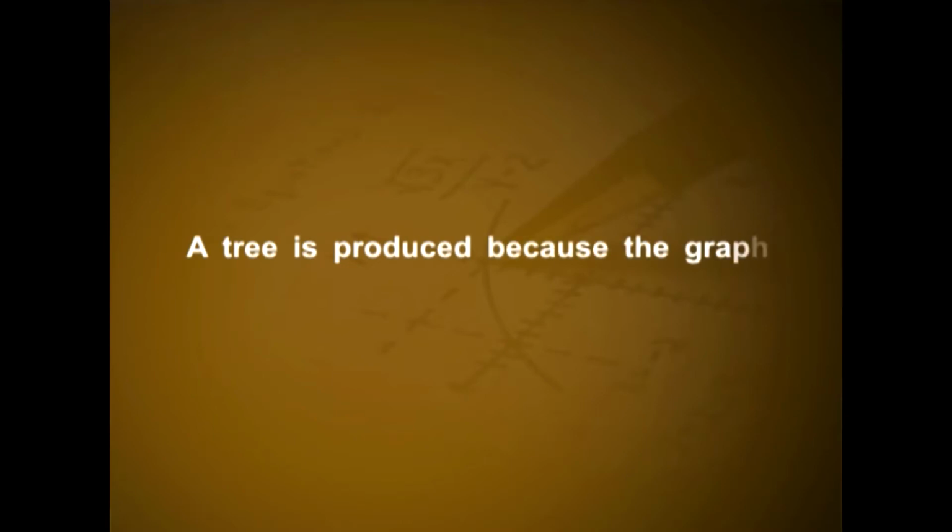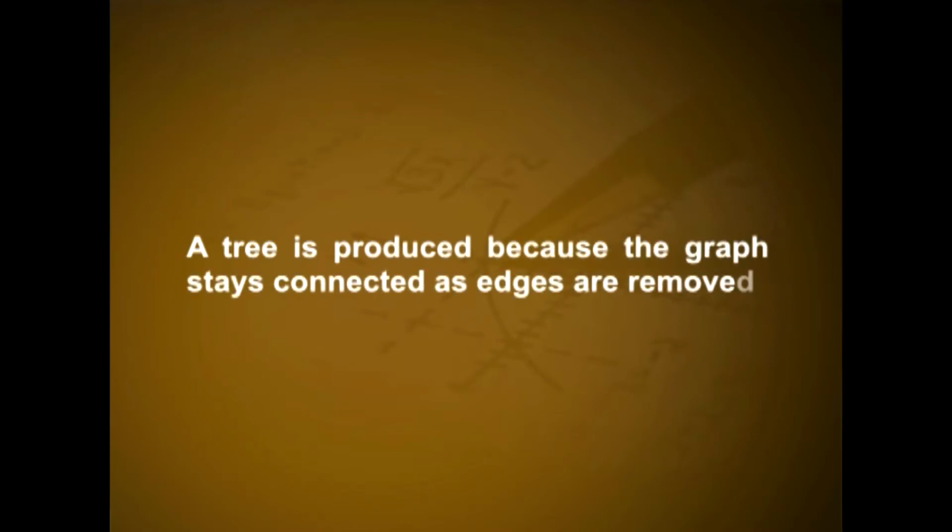If this subgraph is not a tree, it has a simple circuit. So, as before, remove an edge that is in a simple circuit. Repeat this process until no simple circuits remain. This is possible because there are only a finite number of edges in the graph. The process terminates when no simple circuit remains. A tree is produced because the graph stays connected as edges are removed. This tree is a spanning tree because it contains every vertex of G. This completes the proof.